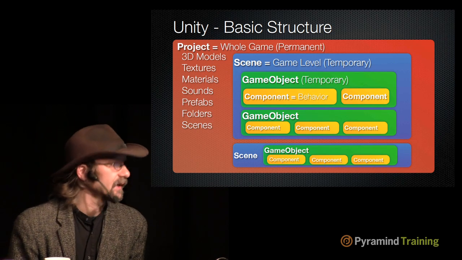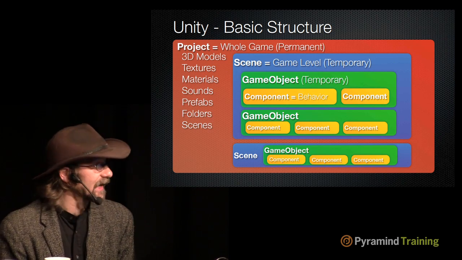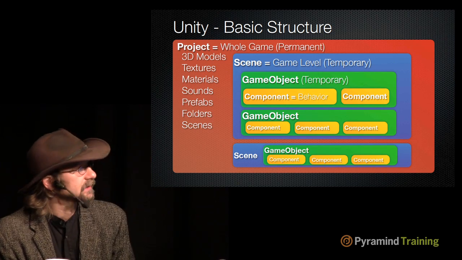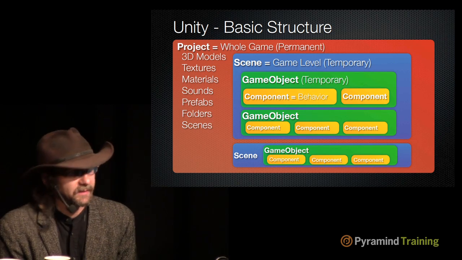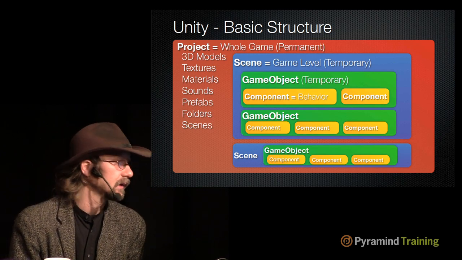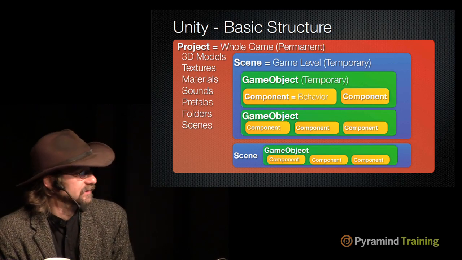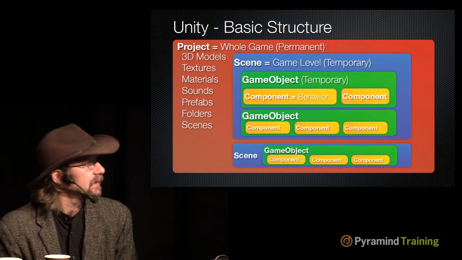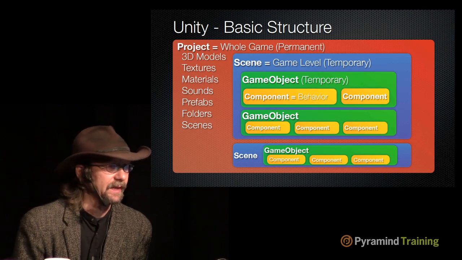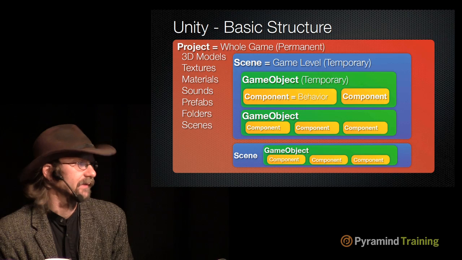Every scene is going to contain one, or probably hundreds, of game objects. A game object is also a temporary object. So it also is going to go away. It can be deleted. It can be changed in all kinds of ways during the game, and so it's definitely a transitory product essentially. But every game object is going to have a component to it, or many components really, and each component is basically a type of behavior, effectively.